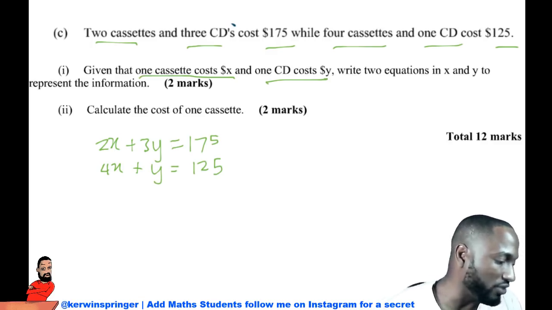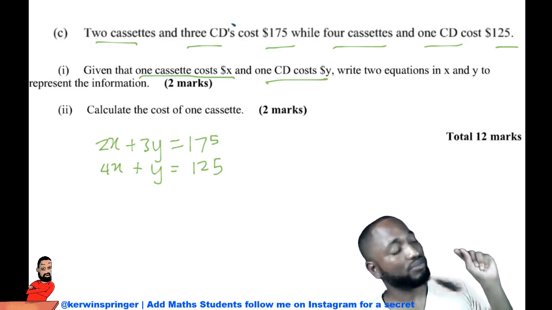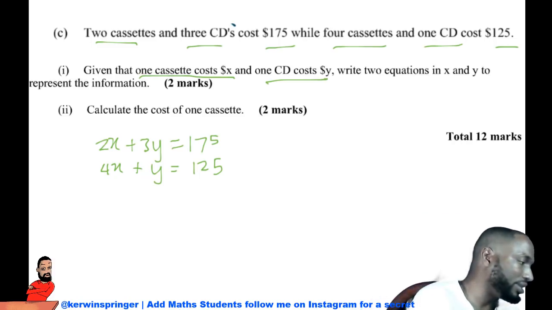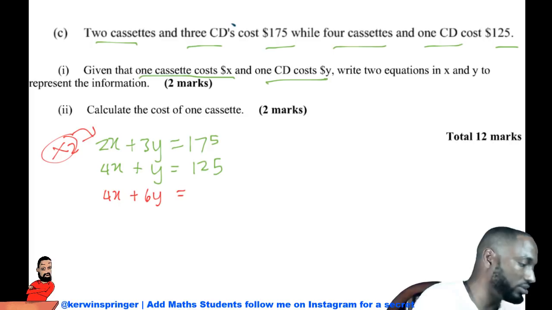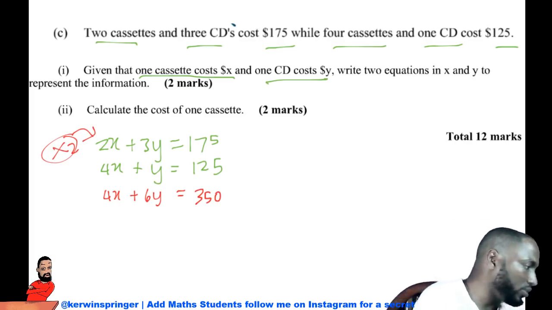So x is 20 and y is 45. You could solve this via the elimination method or the substitution method. When it's written like this, it's easier to use the elimination method, where I would have multiplied this equation by 2. And this equation would have turned into 4x plus 6y equal 350, I think. And that's equation 1 and equation 2.